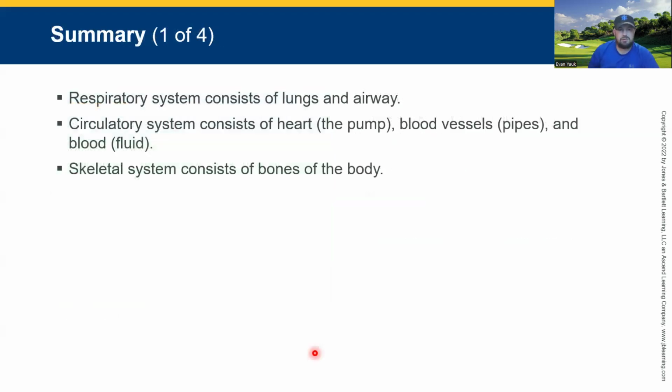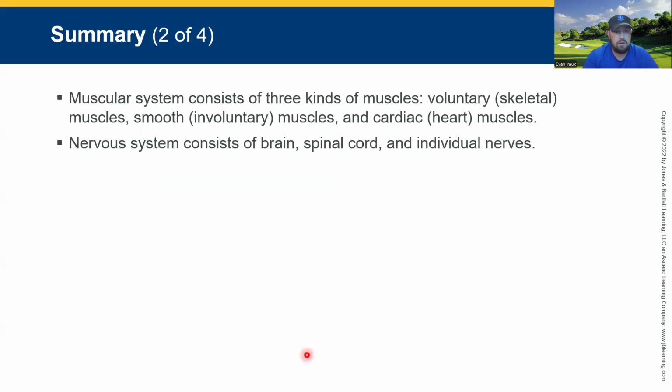So the summary, guys: the respiratory system consists of lungs and airways. We're going to talk about all this later, like I said. Circulatory system is your heart, which is your pump, your blood vessels, which are your pipes, and your blood, which is your fluid. When we start into the shock chapter, I'm going to really hound you guys on this one and teach you everything you need to know about that. Skeletal system consists of bones of the body, and what's its main job? It is our framework, right? Your muscular system consists of 3 kinds of muscles: your voluntary skeletal muscles, your smooth, which is your involuntary muscles, and your cardiac muscle, which is your heart and only your heart.